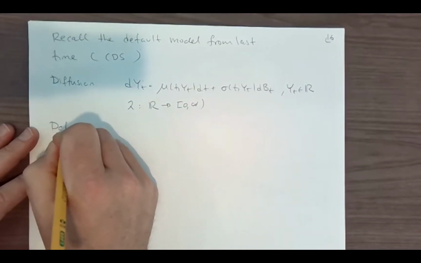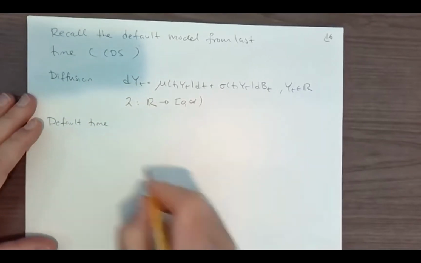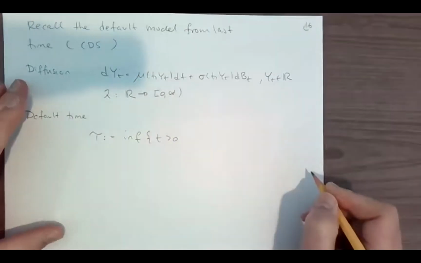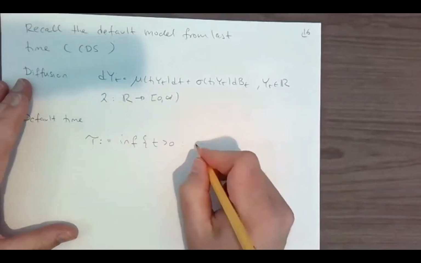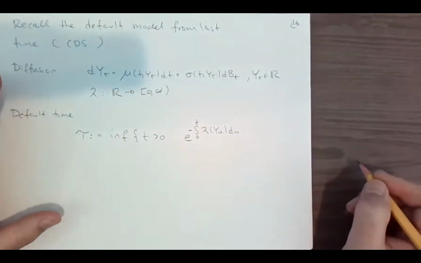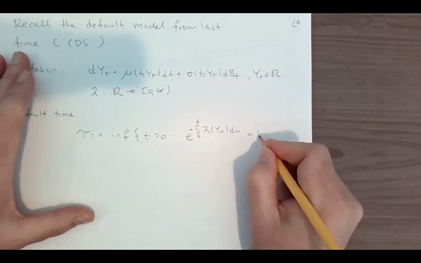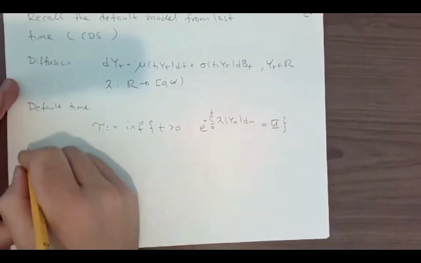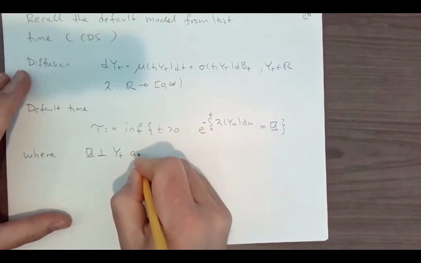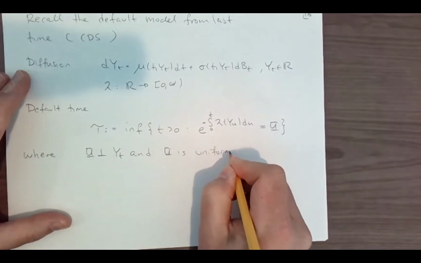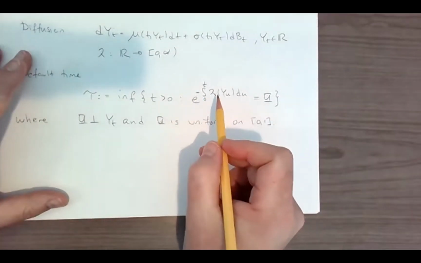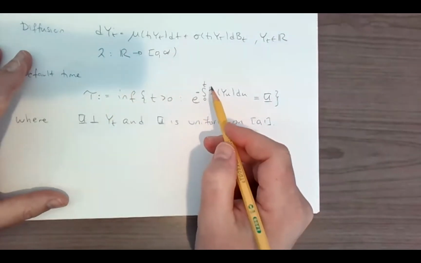And then you construct the default time. The default time is constructed as the first time, so that's what we denote by inf, that the integral from 0 to t, with a minus there, of lambda(Y_u) du gets to be equal to capital U, where U is going to be independent of Y, and U is uniform on the interval 0, 1.